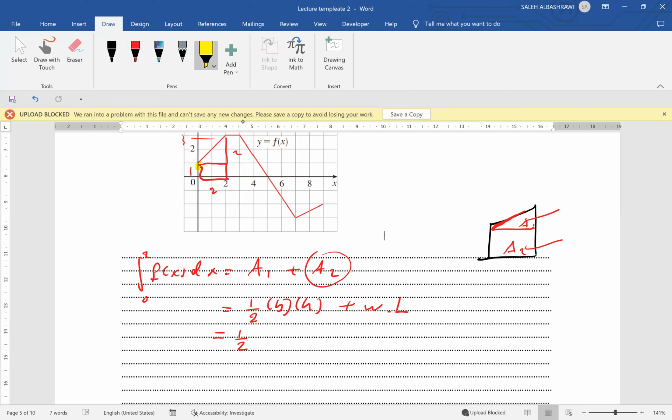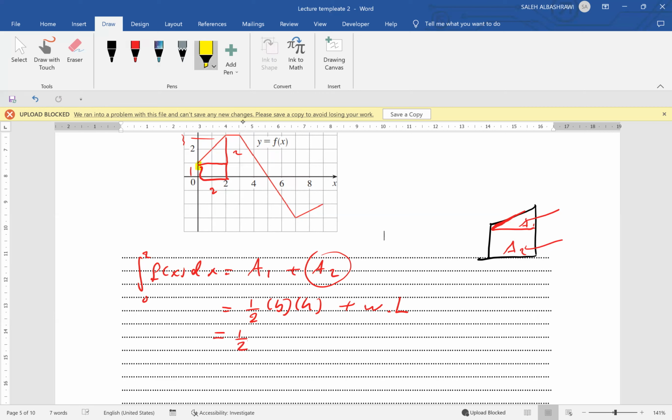For the rectangle, we have the width, or the height, equal to 1 multiplied by the length, which is equal to 2. So in this case, I will have 1/2 multiplied by 2 times 2, which is 2, plus 2, is equal to 4. So the value for this definite integral from 0 to 2 of f of x is equal to 4. This is the first part.